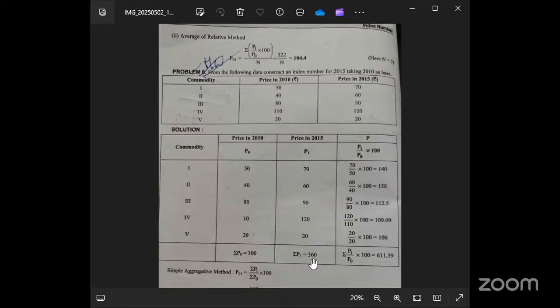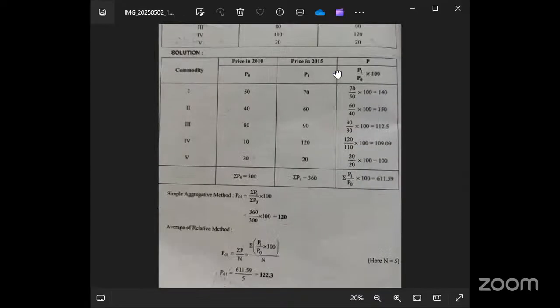So the simple aggregative method means P01 equals sigma P1 by sigma P0 into 100. What is P1 here? 360 by 300 into 100. We got 120. Then the average of relative method is P01 equals sigma P1 by P0 into 100 by N. N is 5. So see the commodities 1, 2, 3, 4, 5. So N is 5. So 611.5859 by 5. So we are getting 122.3. So this is one problem.